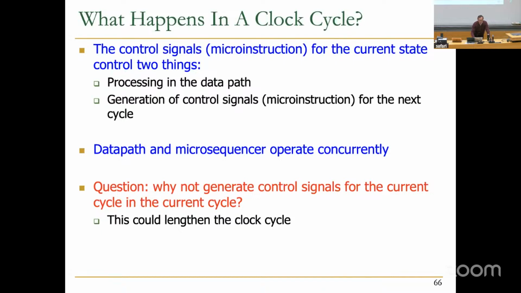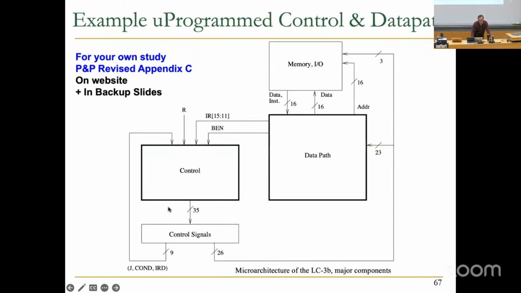Essentially, the control signals for the current state control processing in the data path, as well as generation of the next micro-instruction to process. And the data path and microsequencer actually operate concurrently. I think I already said this, harped on this multiple times, so I'm not going to ask that question. But this is for your own study. It's beautiful.